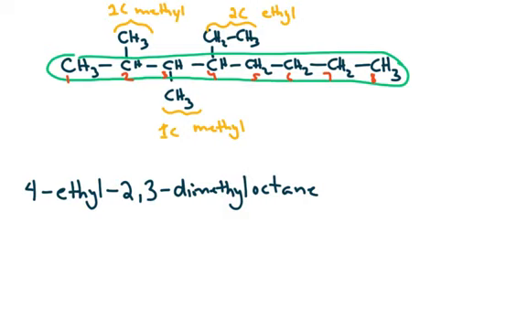So again, let's just break it down. This is a location for your ethyl, and ethyl is a 2 carbon side chain. This is your location for your methyls.